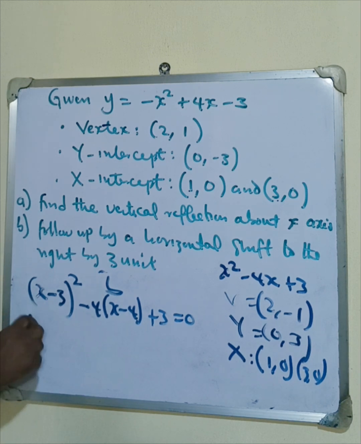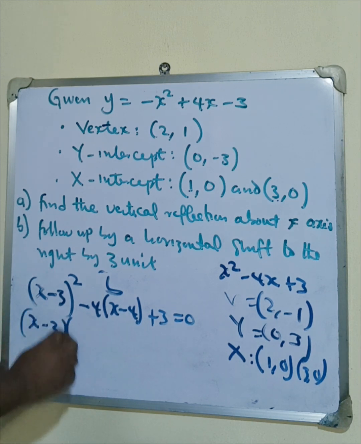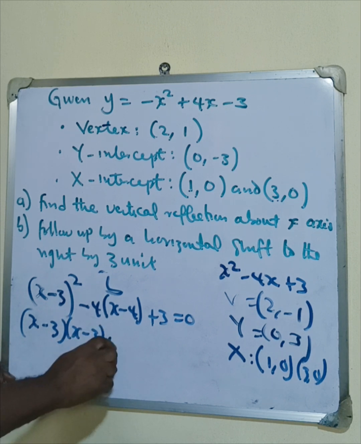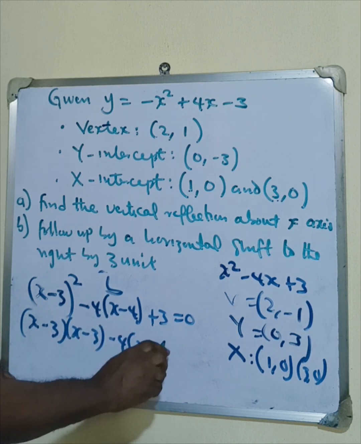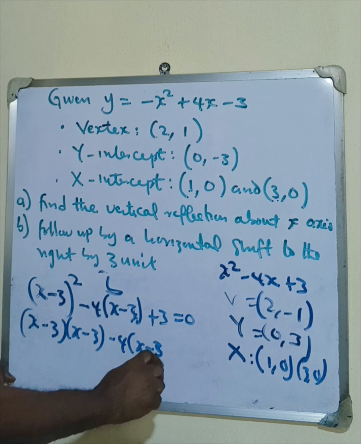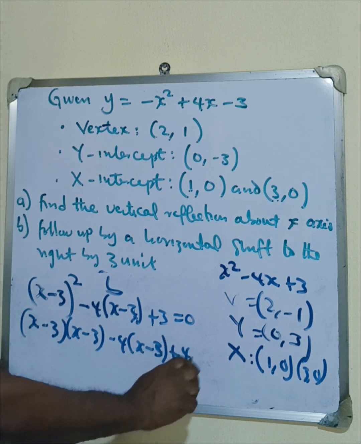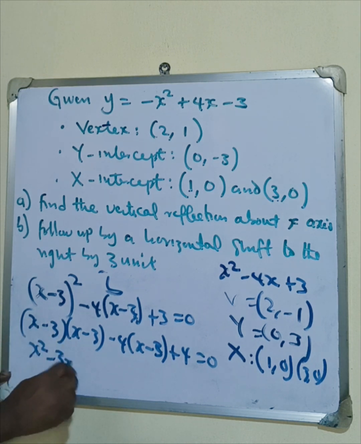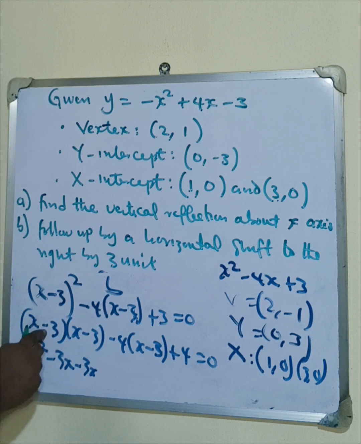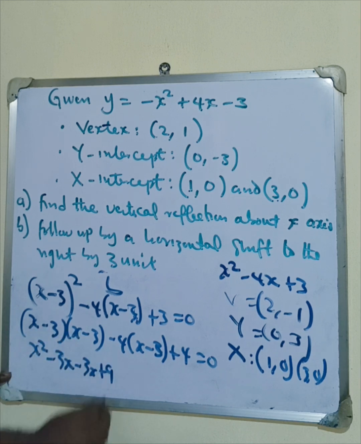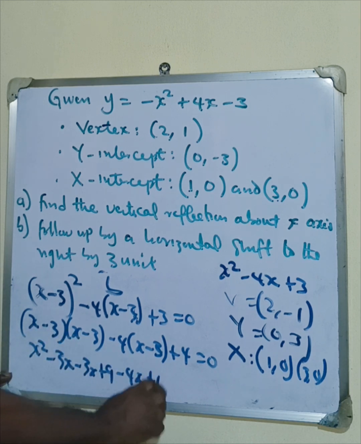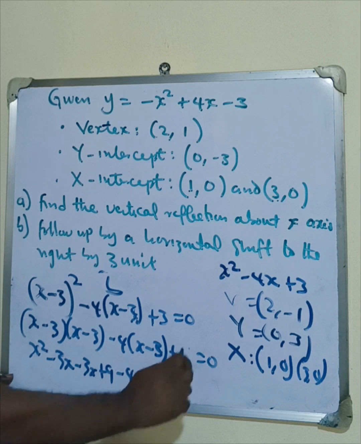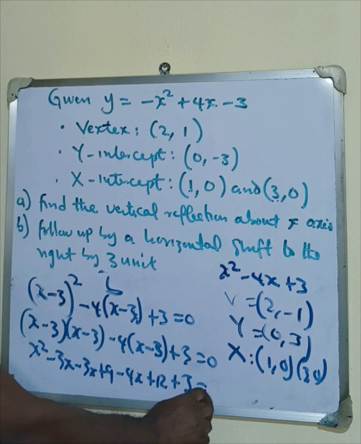Expanding this one, you have (x - 3)(x - 3) - 4(x - 3) + 4 = 0. So let's open the bracket now. We have x times x equals x squared here, minus 3x minus 3x. Minus times minus gives us plus 9, minus 4x plus 12 plus 3, then equal to 0.